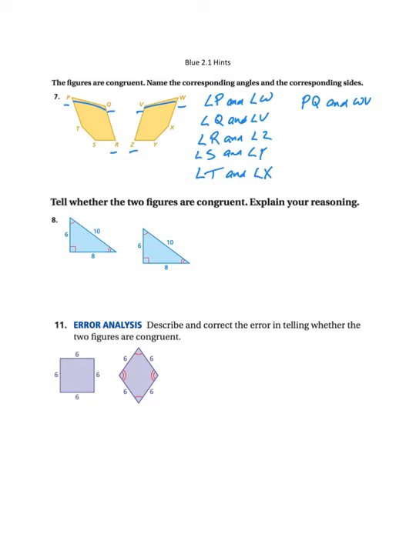And then we'll keep going in the same directions that we did with the angles. So next I'm going to have QR and VZ. I'm going to keep going around. I have RS and ZY. Next, I have ST and YX. And last, TP and XW.